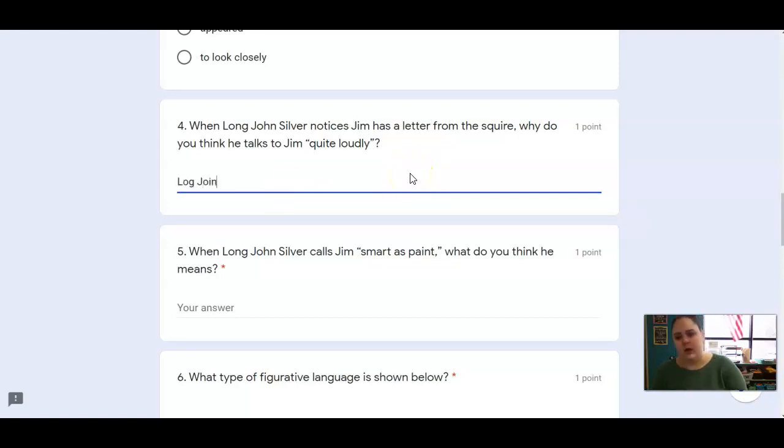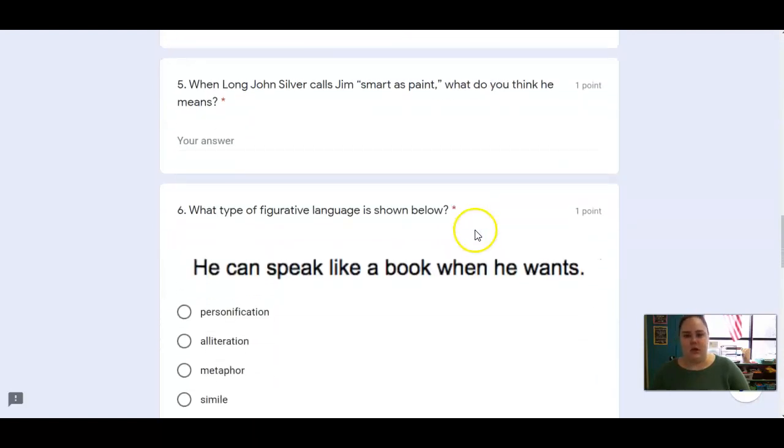So you can say, Long John Silver was talking loudly because... Think about why somebody would want to speak really loudly. What can the purpose of that be? Number 5, Silver also calls Jim smart as paint. What do you think he means? We're going to say smart as paint means, what is he saying about Jim? The keyword there is smart.